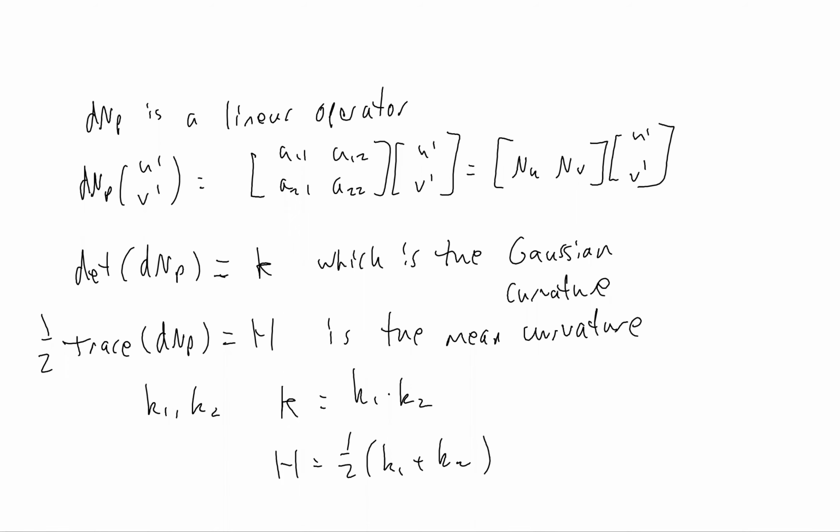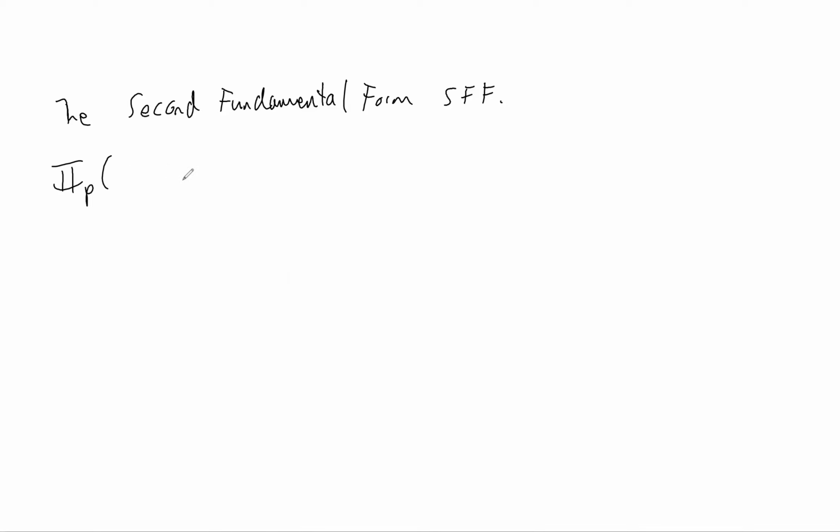Okay, so now that we've talked about how dNp is a linear operator, we've talked about the first fundamental form, as well as Gaussian and mean curvature, we can talk about the second fundamental form. So how are we going to compute the second fundamental form? Well, what we can do is, I guess it's more of a definition, right? It's the same thing, except now we're going to be applying the differential operator of the normal vector onto a vector in the tangent plane, right?